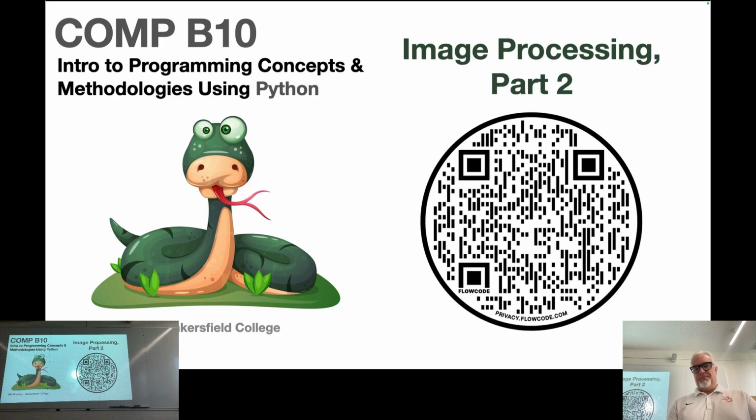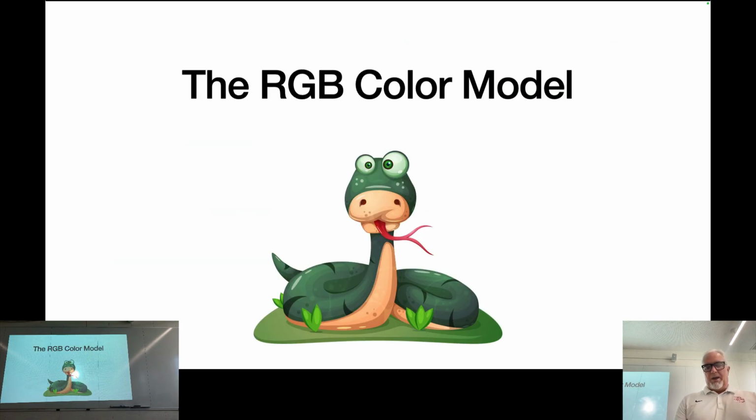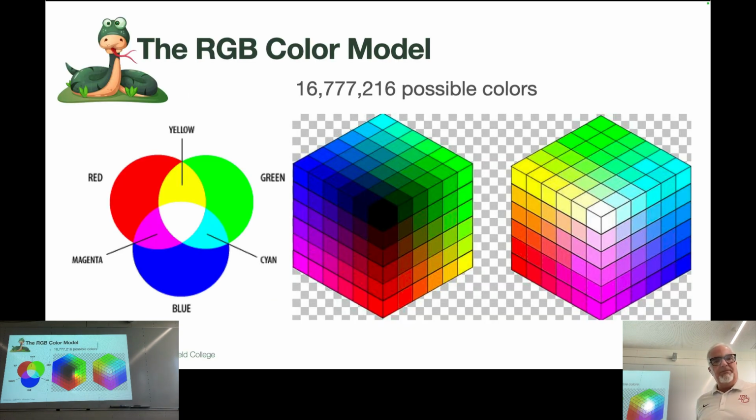So here we go. I want to go a little bit deeper into the RGB color model by way of review and then adding some more information. So here are the RGB primary colors, and you can see red, green, and blue as they overlap create cyan, magenta, and yellow. That's why printers use cyan, magenta, yellow, and black as their primary colors, because it's the inverse of our color model.